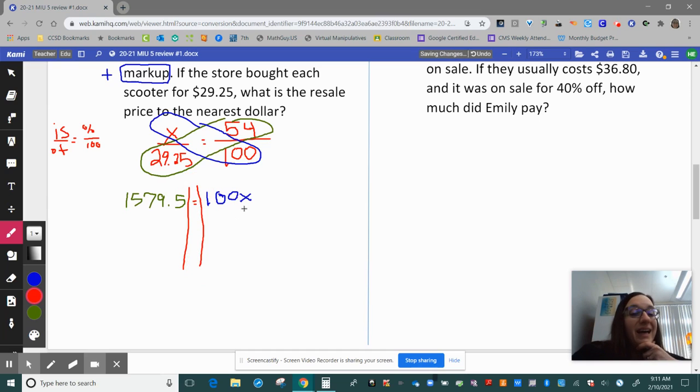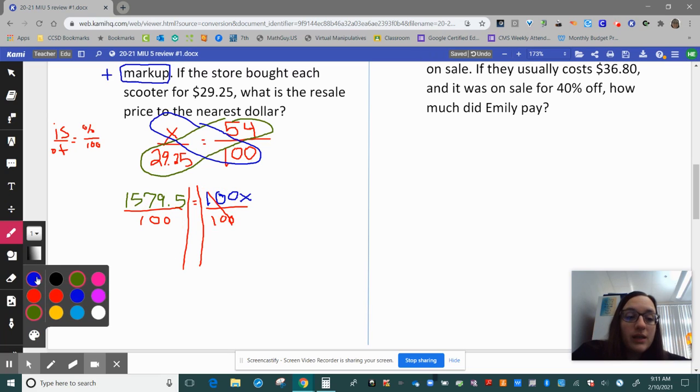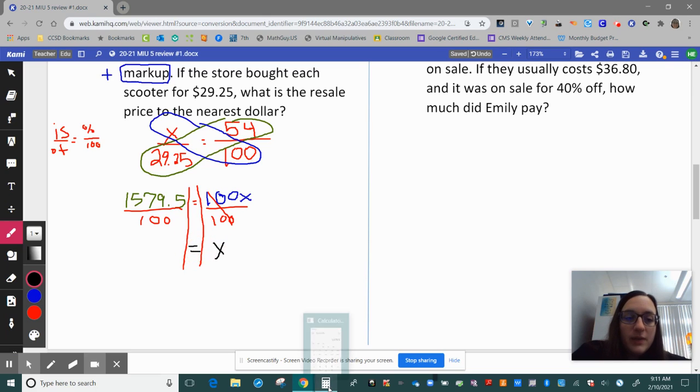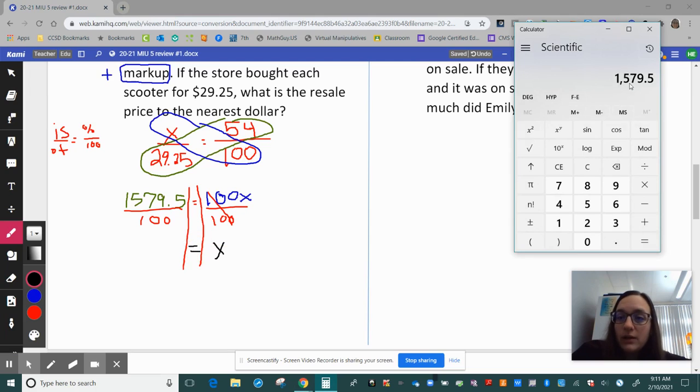So we want to get our variable x alone. Since that 100 is being multiplied by x, we use our inverse operation. We're going to divide both sides by the number with our variable, 100. That way 100 divided by 100 leaves us with x equals, and then we do our division there, which if we need our calculator, oh look, that number's still in our calculator. Nice. Divided by 100 gives us 15.795.